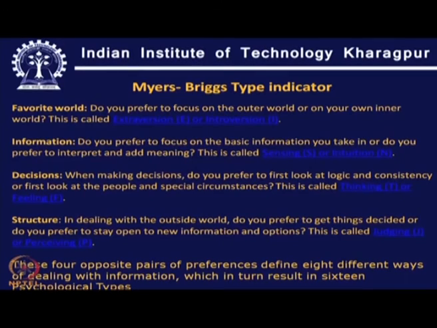Now, all these 16 different psychological types will give rise to different types of temperaments within the person. So, we will look into these different types of temperaments in our next lecture on personality, which is to be continued.